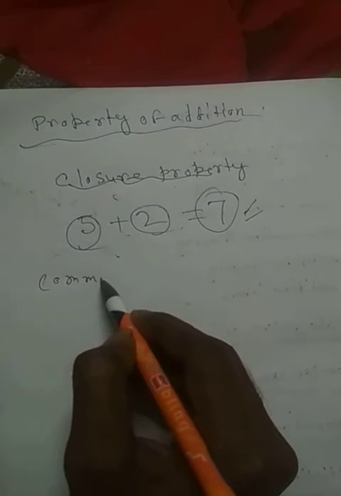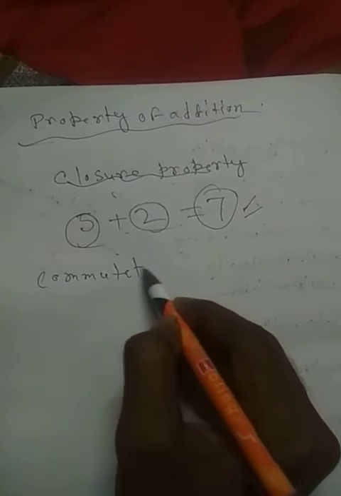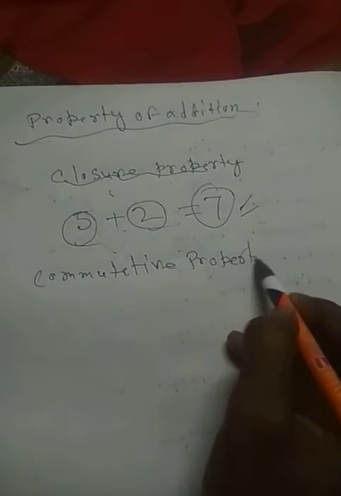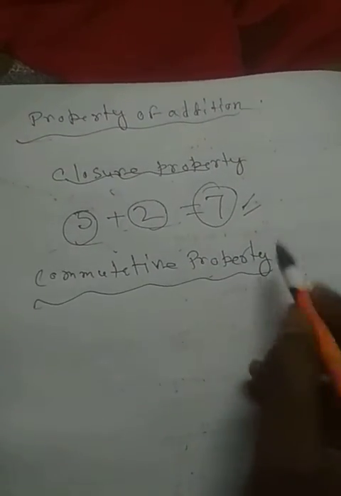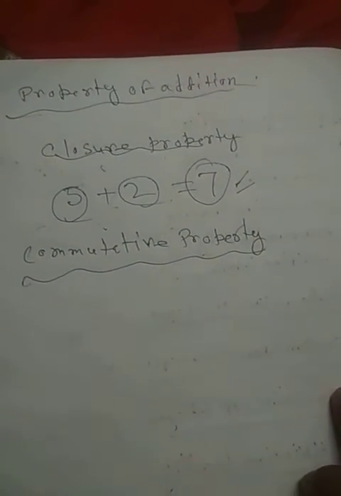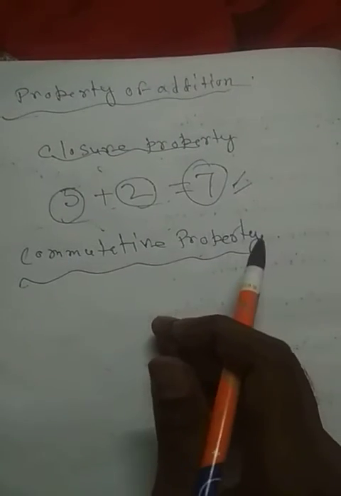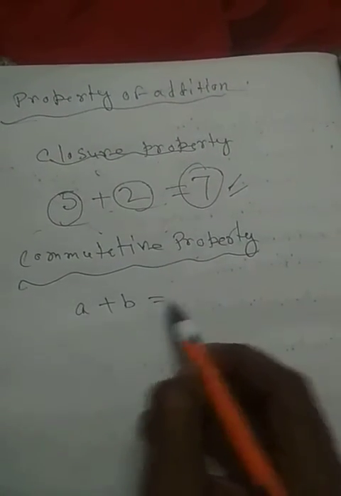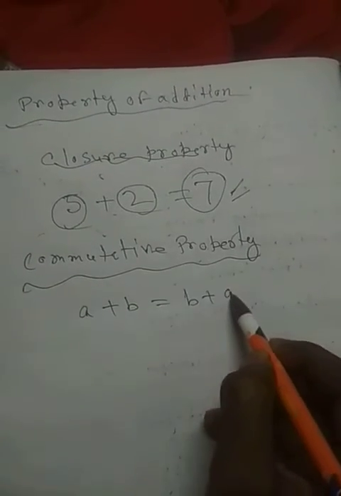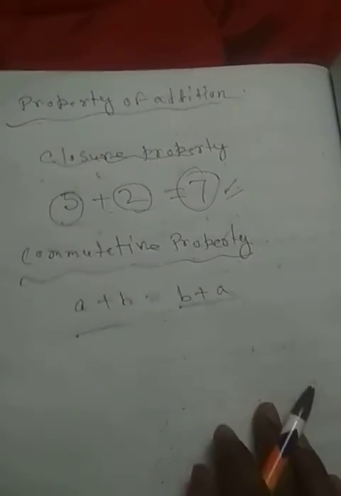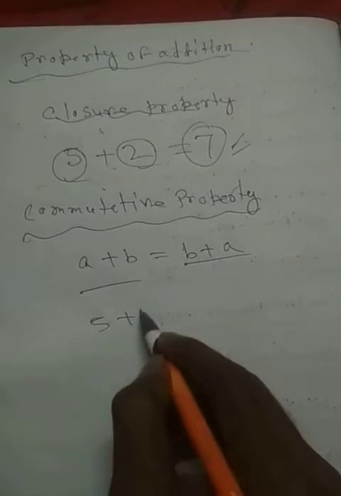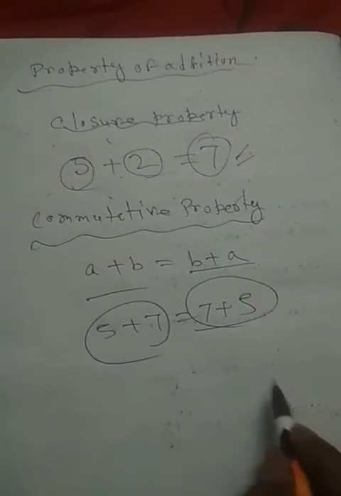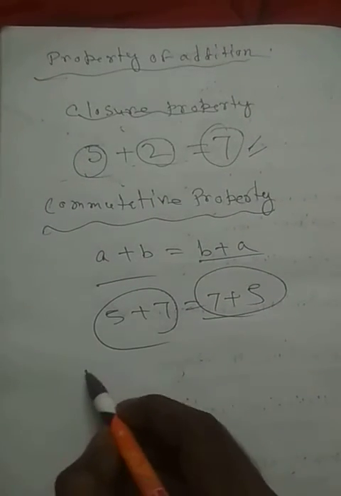Next, commutative property. Commutative property says if you change the place of the numbers, that means if you add a plus b, the result of b plus a is the same. That means 5 plus 7 and 7 plus 5 are both the same. This is known as commutative property of addition.